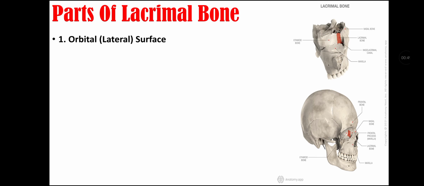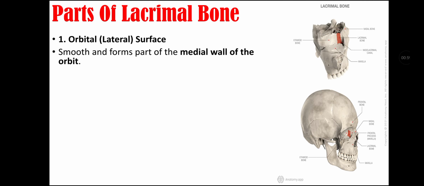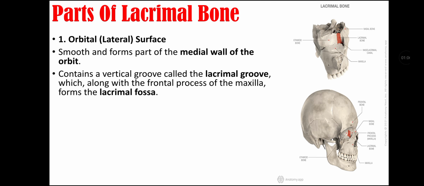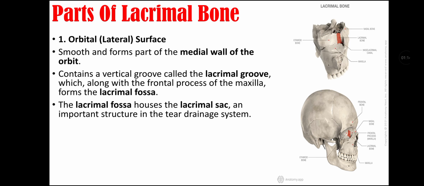Parts of lacrimal bone. If we will talk about its surfaces first, then we will talk about its border. So first surface of lacrimal bone is orbital surface, that is also called as lateral surface. This surface is smooth and forms part of medial wall of the orbit. This contains a vertical groove, that is a lacrimal groove, which along with frontal process of maxilla form the lacrimal fossa. Lacrimal fossa houses the lacrimal sac and that is an important structure in tear drainage system.